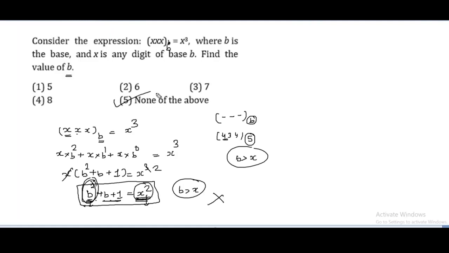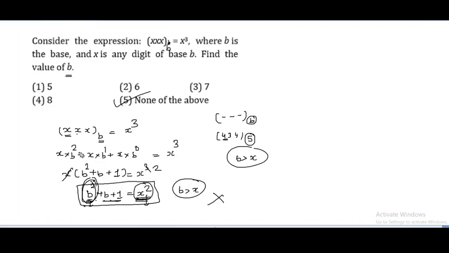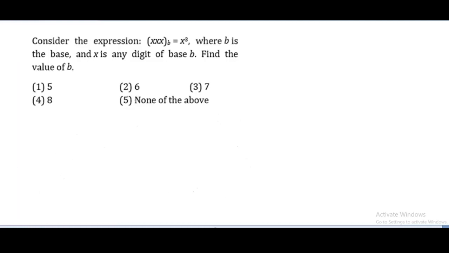So what answer came straight away? The answer is none of the above. None of the bases will satisfy this condition. It is not possible, so there is no need to solve it, and it won't happen. Answer is none of the above because this is not possible. You can try the options also, it will never satisfy. Okay? Come to the next one.